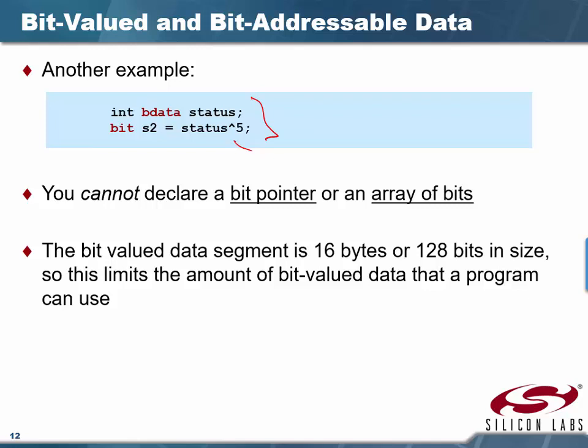So you cannot declare a bit pointer or array of bits. You don't have that option. There's a limit on the amount of bit variables that the program can use. There's a limitation of 128 bits, because we've only got 16 bytes of bit addressable memory in this microcontroller, so we can't have more than 128 bit variables in our program. Most you're going to use is two or three in this class, so that's not a limitation.